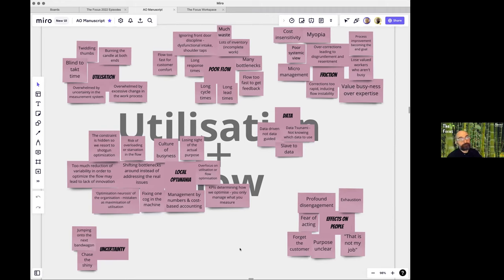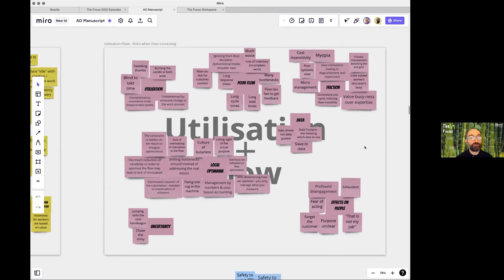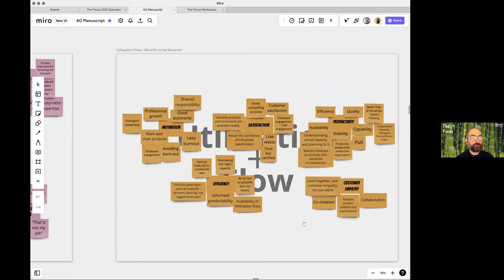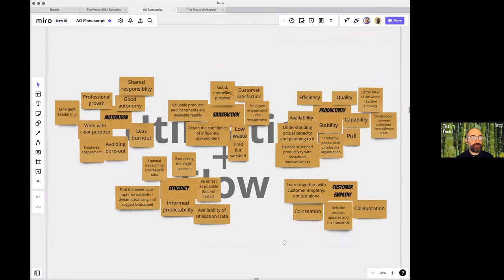And finally, some of the difficulties with overemphasis on flow are the adverse effects that this may have on people in terms of forgetting the customer or exhaustion or people saying, well, that's not my job. I'm doing this over here, right? So understanding how people contribute and connect together to achieve great results, well, that's really essential to balancing utilization with flow. So Aldo, tell us about some of the benefits we want to retain.